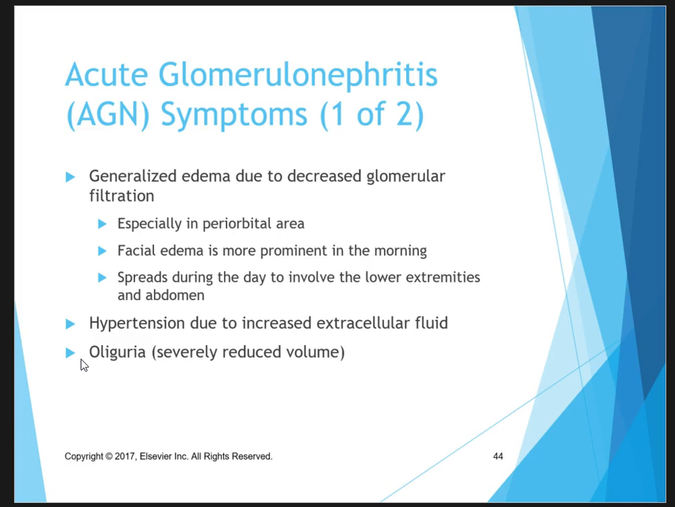So what is it and what happens? Generally, this is going to look like generalized edema due to decreased glomerular filtration, especially around the eyes. That facial edema is going to be more prominent in the morning, and then throughout the day, it kind of gets redistributed through the rest of the body. There's going to be some pretty significant hypertension due to an increased ECF. And then oliguria, so not urinating, due to severely reduced volumes because everything else has been spaced out to other areas of the body.